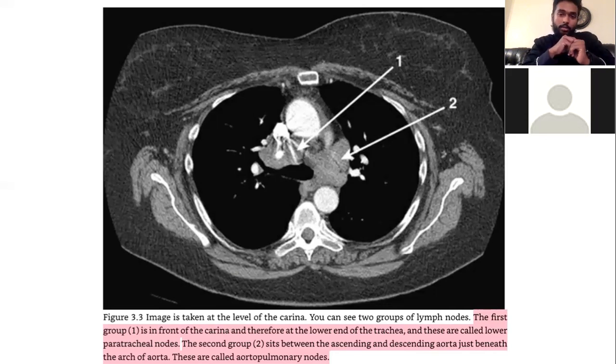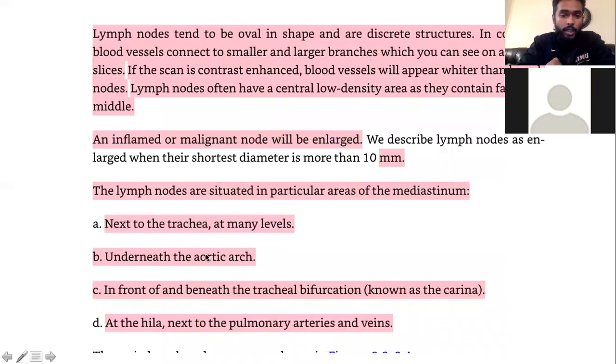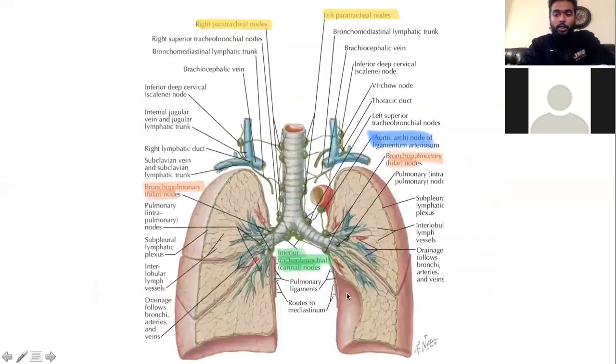It's about to split. So enter right in front of the carina. Like I said, it's going to be right in front of it. Let's see what it's called. It's the one right here, inferior tracheal or carinal nodes, where they bifurcate right underneath that. In front and beneath the tracheal bifurcation, known as carinal lymph nodes.